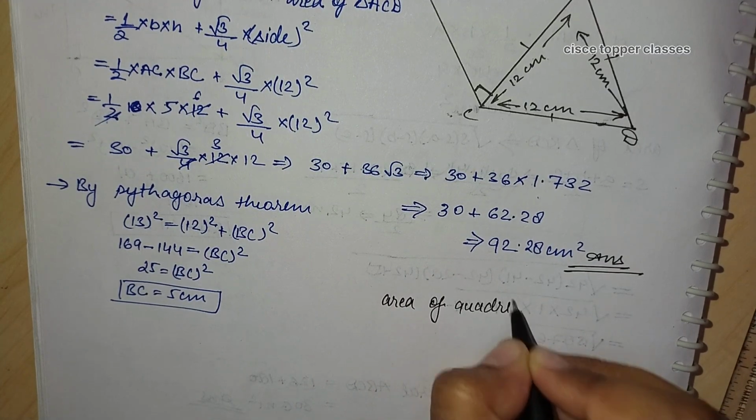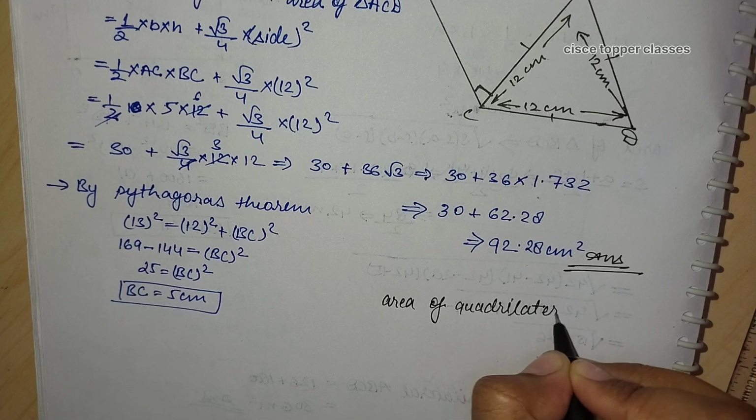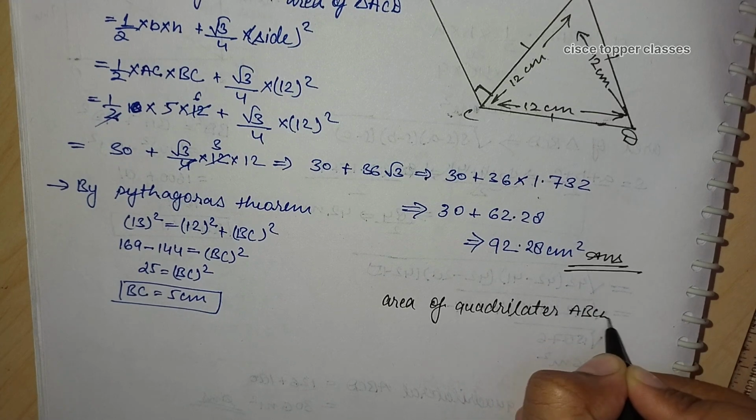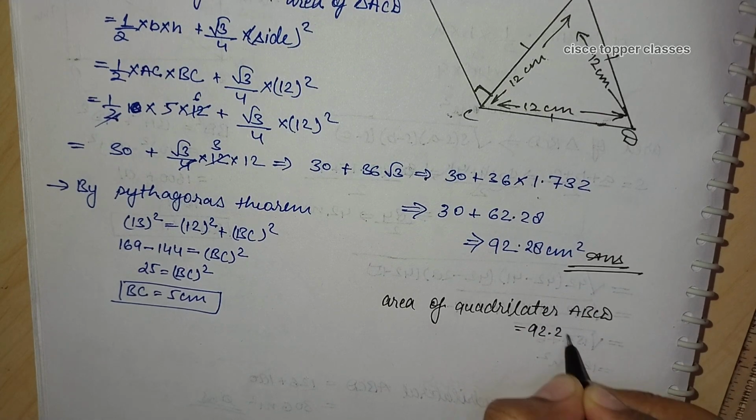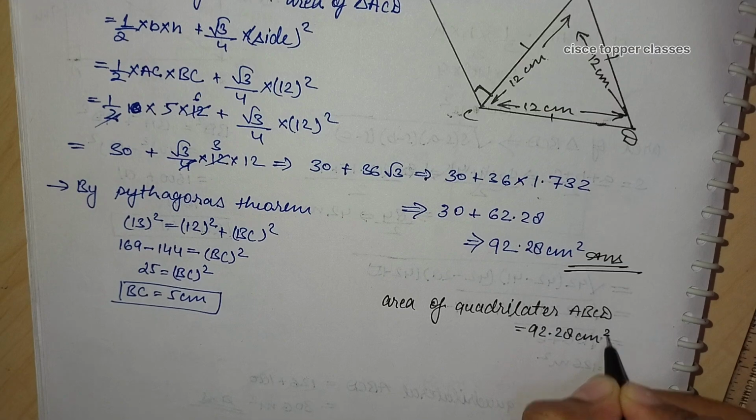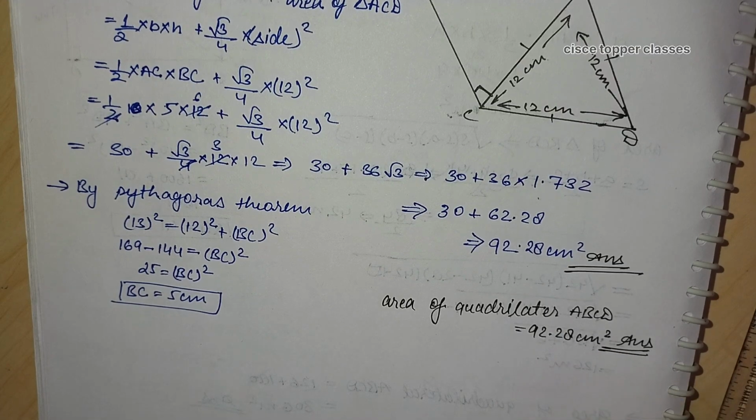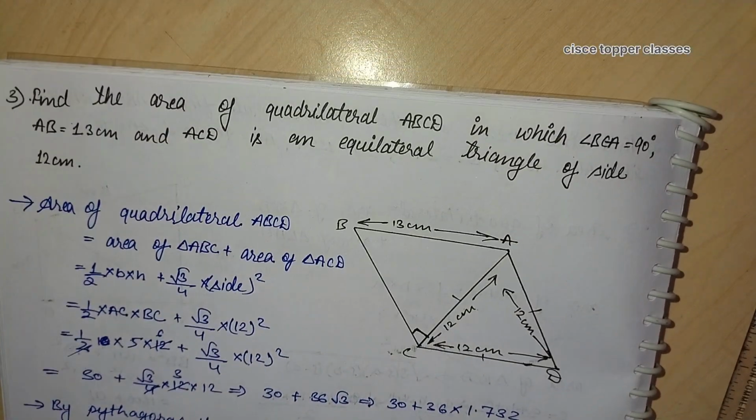Area of quadrilateral ABCD will be 92.28 centimeters square as the final answer. And this is the solution of the third question.